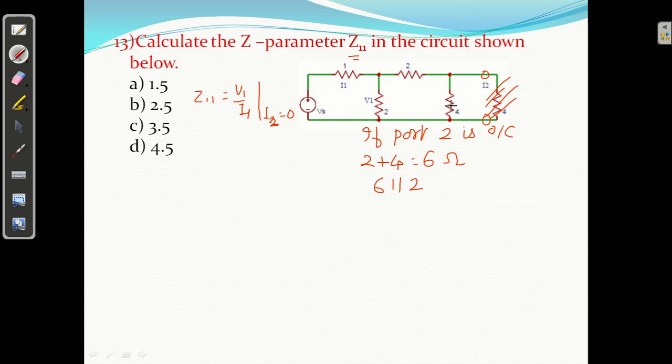So 2 and 4 in series equal 6 ohm, and this 6 and this 2 are in parallel. So 6 into 2 upon 6 plus 2, 12 upon 8, is 1.5 ohm. So you will get this diagram, 1.5 ohm, and this is V of S.